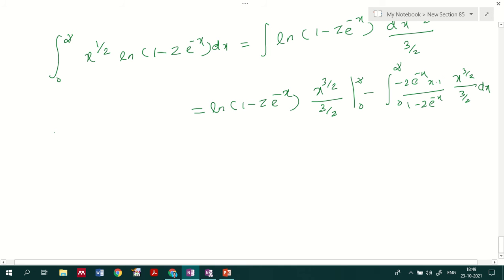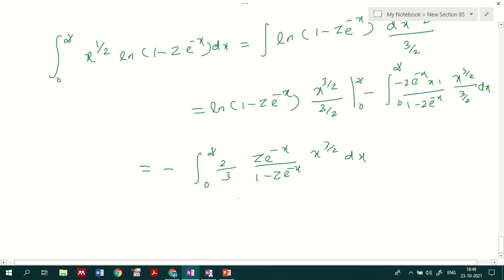So this part of the term, if you apply the limit, will go to 0, and what remains is only the second term in the equation. So if you represent it like that, 0 to infinity, this 3 by 2, if you take it on the upper side, it will be 2 by 3 z e raised to minus x divided by 1 minus z e raised to minus x into x raised to 3 by 2 dx.